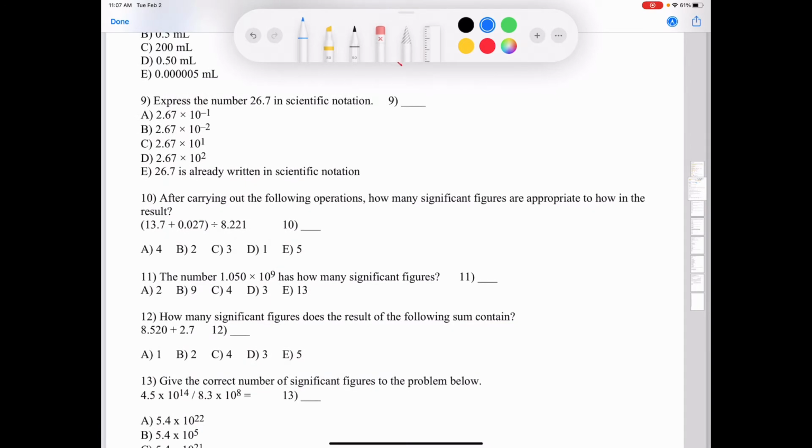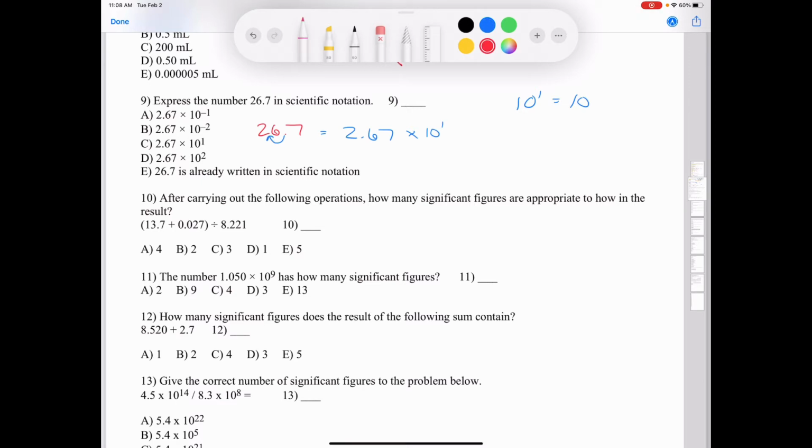Next question asks us to express a number in scientific notation. We went over this in lecture, and if we want to convert 26.7 into scientific notation, since 26.7 is greater than 1, so we have 26.7. The easiest way to do it is to move the decimal place to the right like this. And so when we move the decimal place to the right like that, we end up with 2.67 times 10 to the first power. And 10 to the first power, right, that's the same thing as 10.